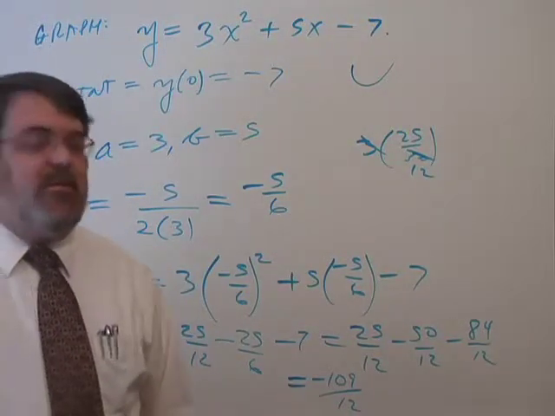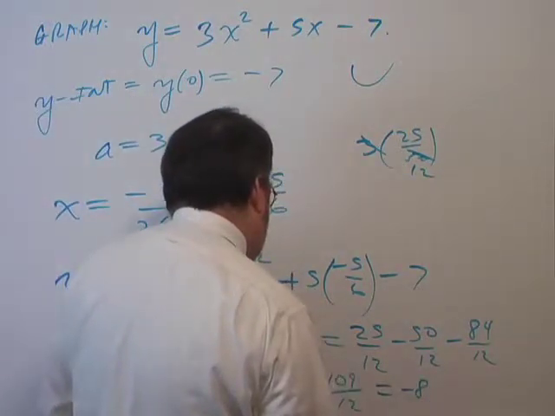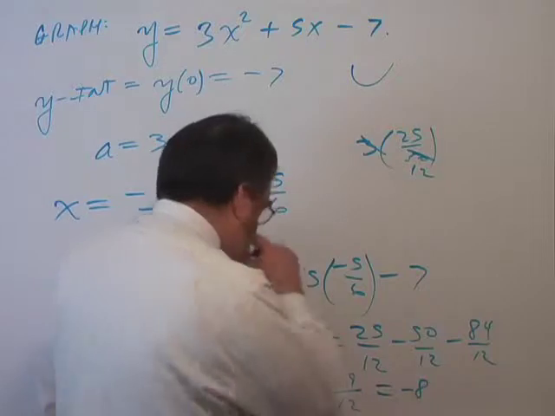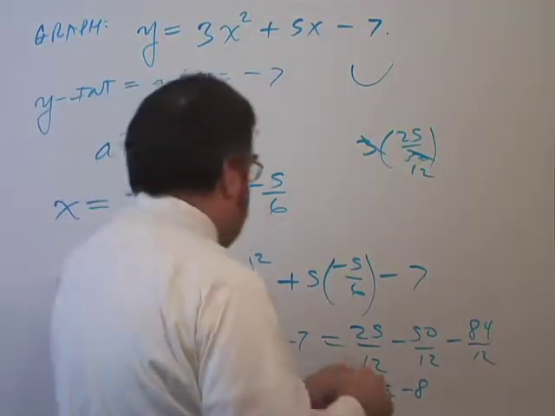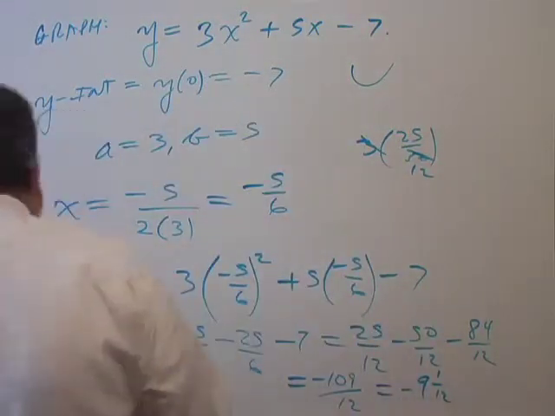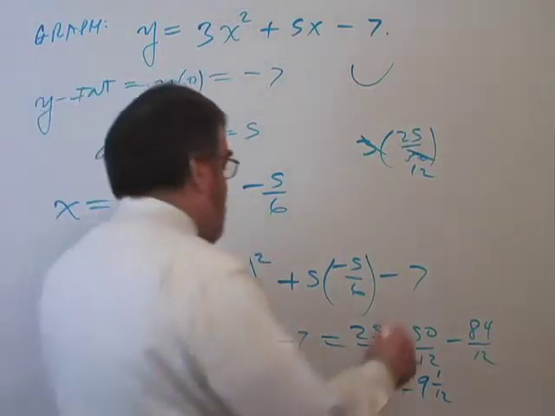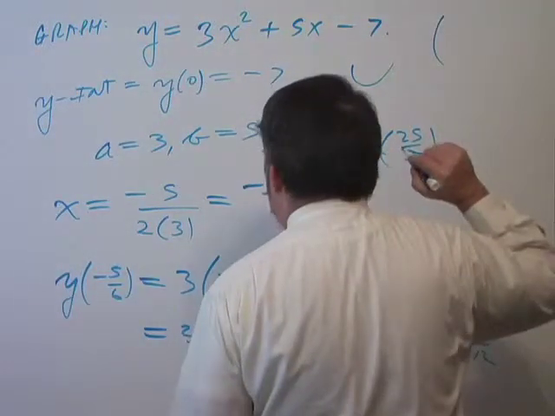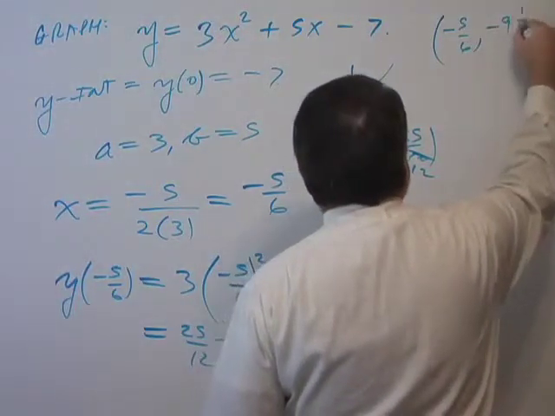It's going to be minus 8, is it? 8 and 1/12? Let me think. Minus 9 and 1/12. All right. It's going to be very close to minus 9, isn't it? On the graph, it's virtually negative 9. So I'm going to write the vertex up here is negative 5/6 and negative 9 and 1/12.